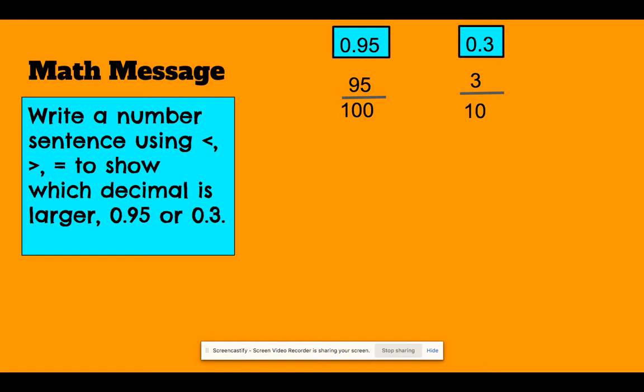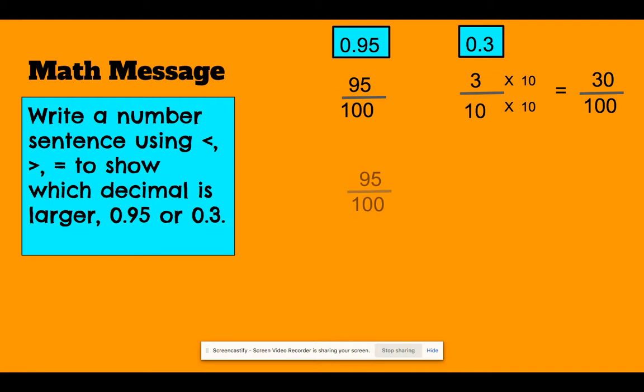We learned before that a way to compare fractions is to have a common denominator. So that's what I'm going to do here. I'm going to take 3/10 and make it into hundredths. To do that, I have to go 10 times 10, tens times 10. That's going to get me 100 in the denominator. Whatever you do on the bottom, you have to do to the top. So I'm going to go 3 times 10 on the top. That gives me 30 hundredths.